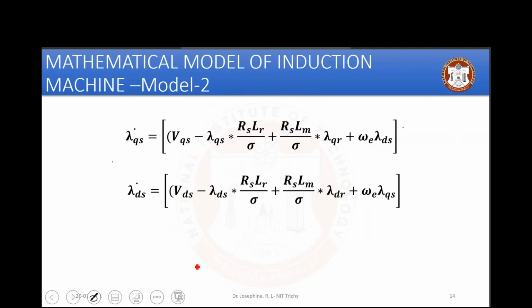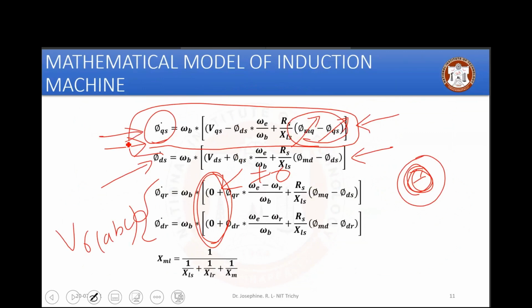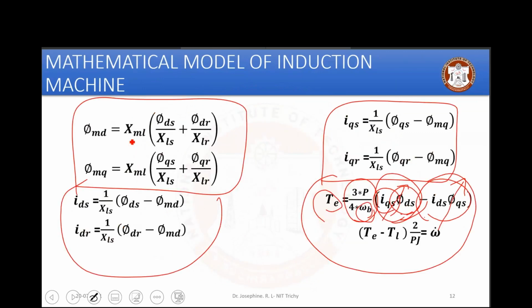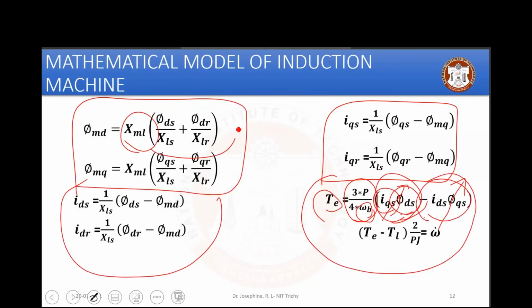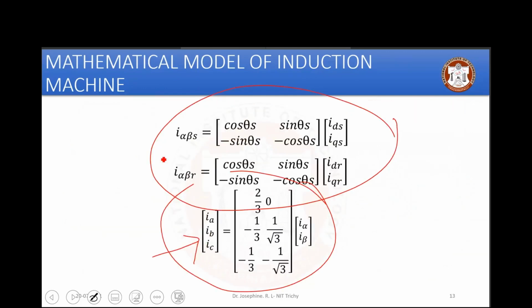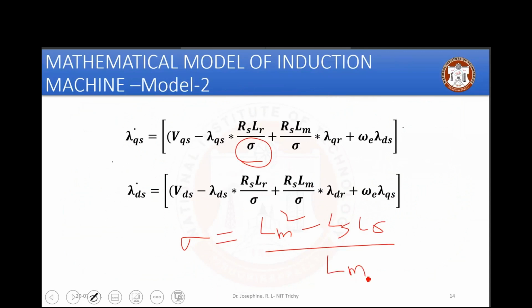There is something called model 2. As I said earlier, here you have some flux representations. The same flux representations, here they will consider some mutual inductance like a leakage representation like this. But in model 2, I'll consider this sigma. Sigma is actually Lm square minus Ls Lr, by Lm. I think this is the one. Yeah, Lm square. So this is your sigma.